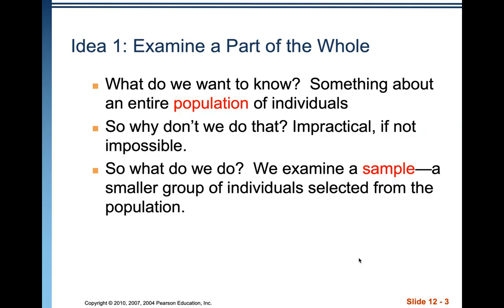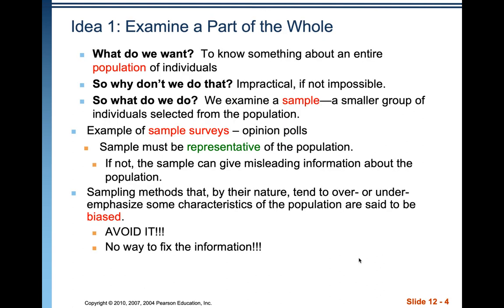So, first of all, big idea of examining a part of a whole. What we really want to know is information about a population. So, why not just get measurements or ask the opinions of all members of the population? Well, a lot of times it's just impractical or impossible to do. So, we want to get a sample, a smaller group of individuals selected from the population. The tricky part is we want the measurements from that sample to reflect the measurements of the population. We want that sample to be representative of the population.